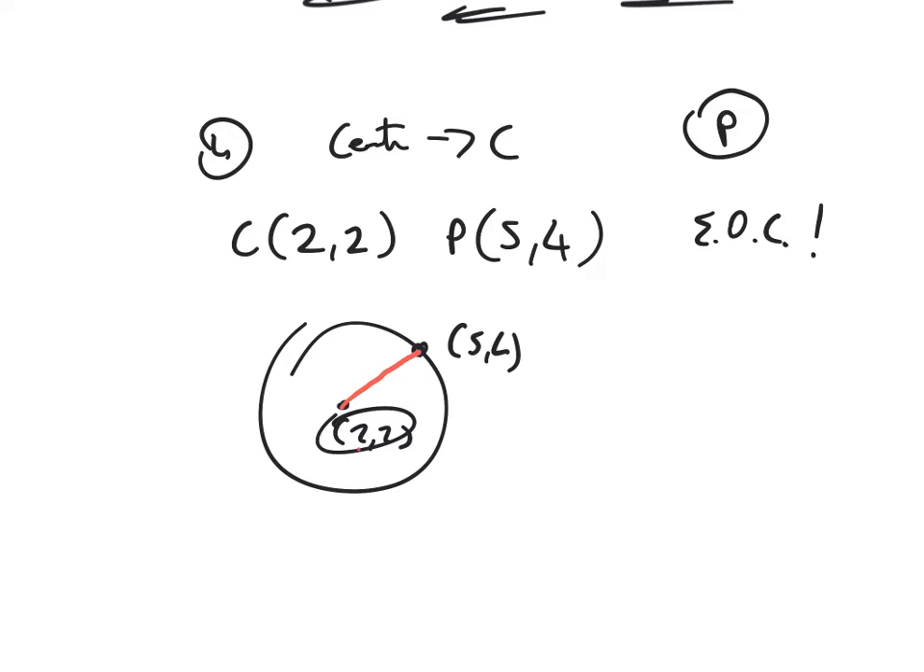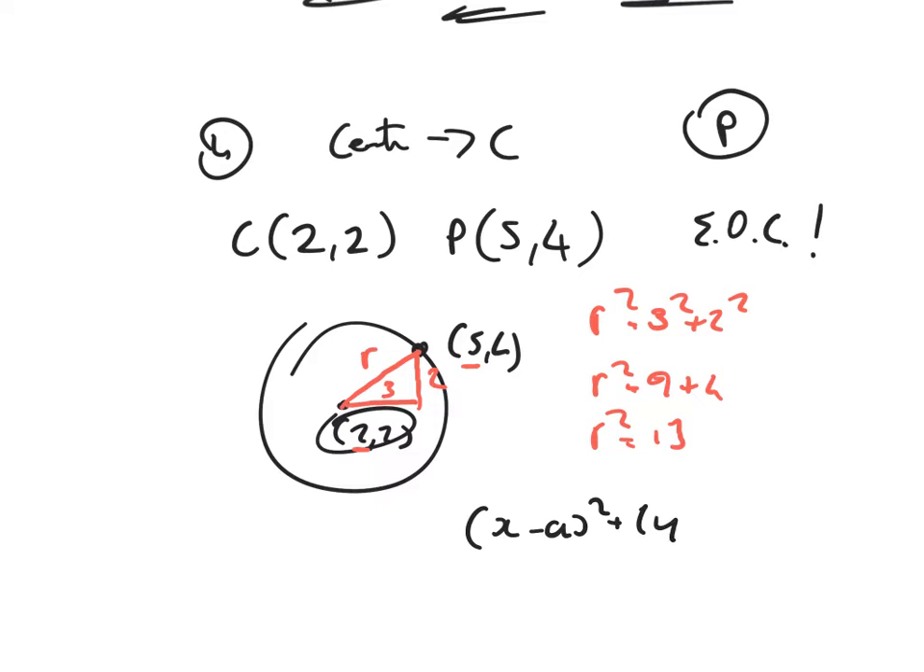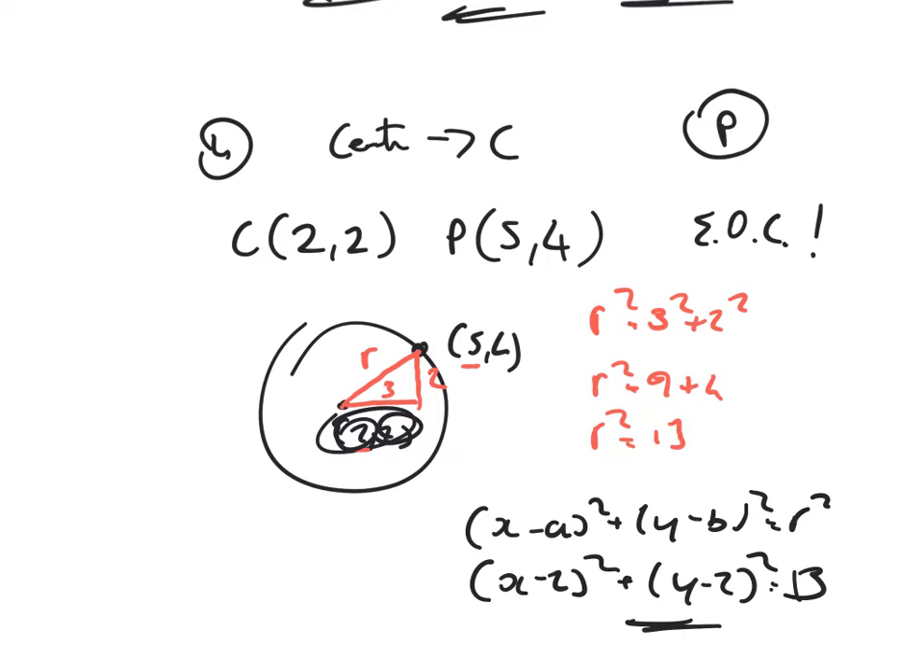From 2 along to 5 is 3 units along, and from 2 up to 4 is 2 units up. I'm going to call that r. r squared equals 3 squared plus 2 squared. r squared equals 9 plus 4, and r squared is equal to 13. The equation of the circle then is given by (x minus a) squared plus (y minus b) squared is equal to r squared. I can now feed in numbers, and that will be (x minus 2) squared plus (y minus 2) squared is equal to r squared, which is 13.